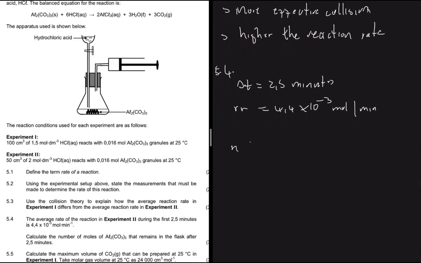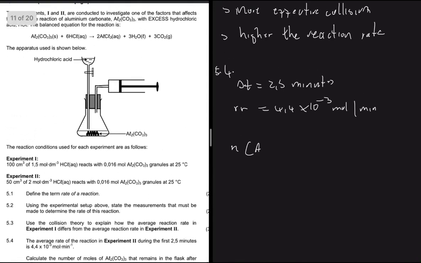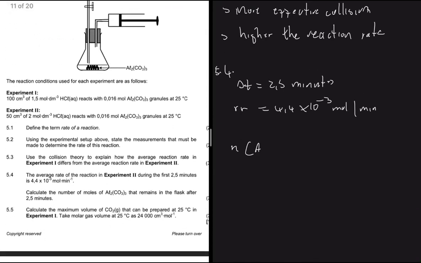So we need the number of moles of aluminum carbonate. Let me just write down the formula. Then we have CO3 there, and then we have this 3 there. So we need the number of moles of this aluminum carbonate that remains in the flask after 2.5 minutes. So after 2.5 minutes, the reaction is not completed. The question then says, what is the number of moles that are remaining?